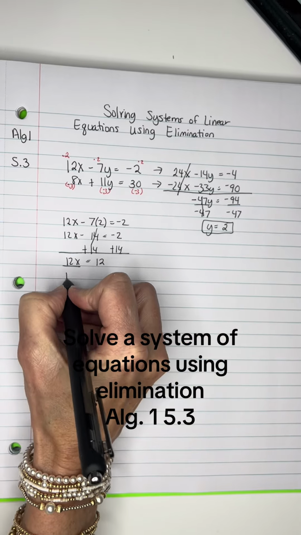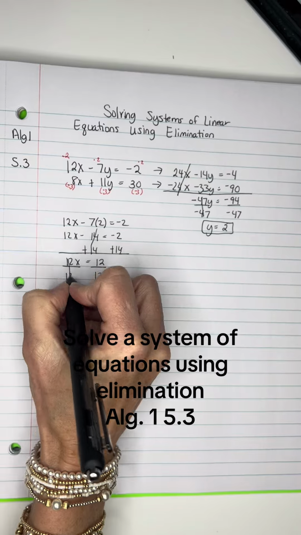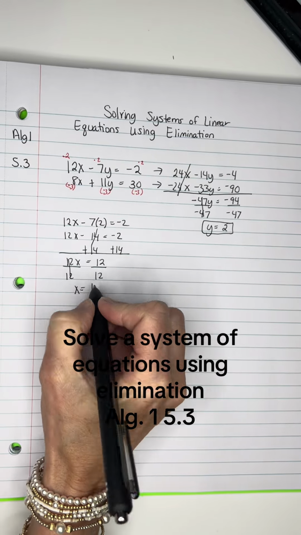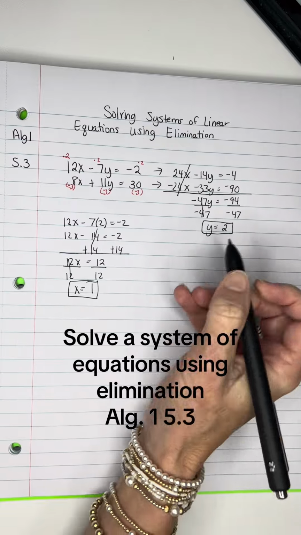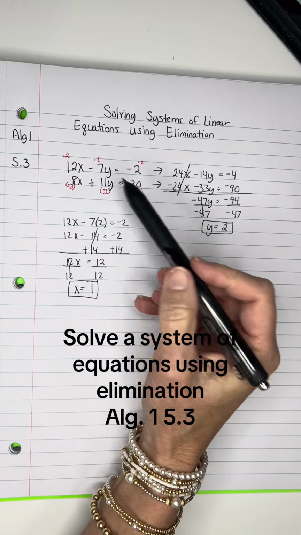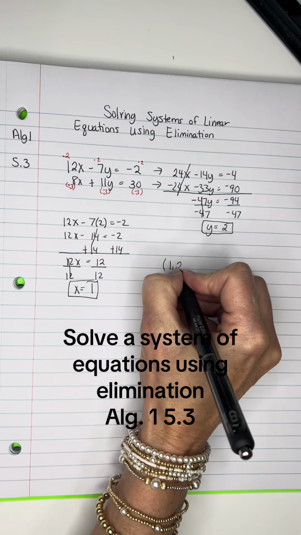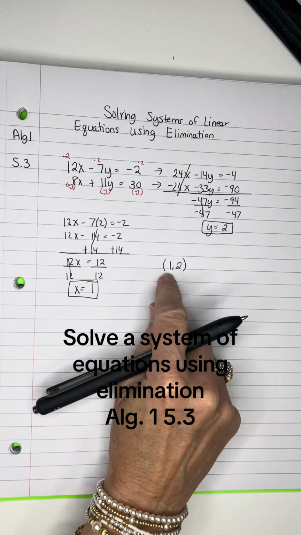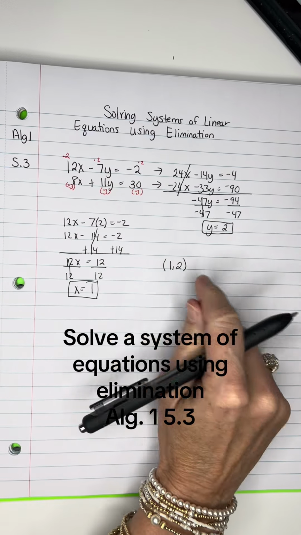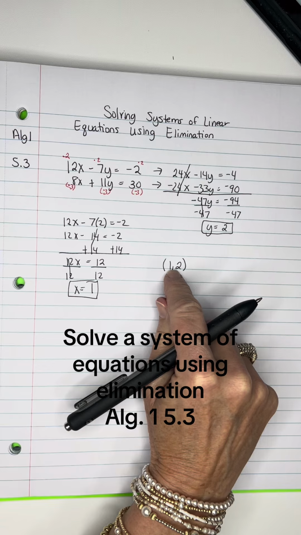When you subtract, divide by 12, x equals 1. All right, so the ordered pair that works in both of these equations will be 1, 2. I can plug those both back into the original equations to check to make sure that they're correct.